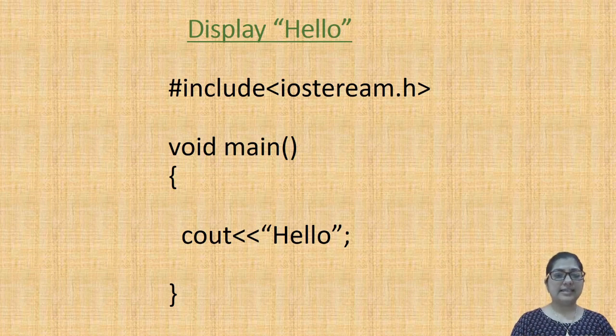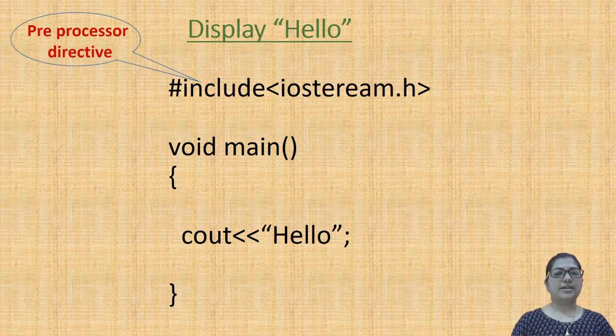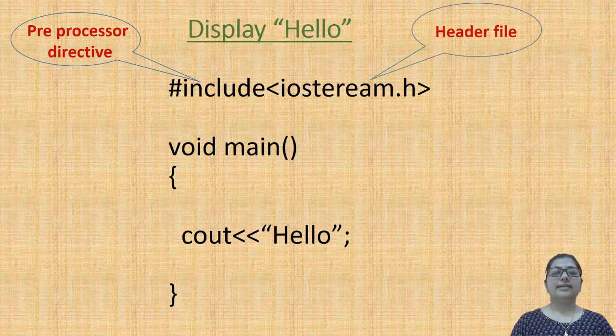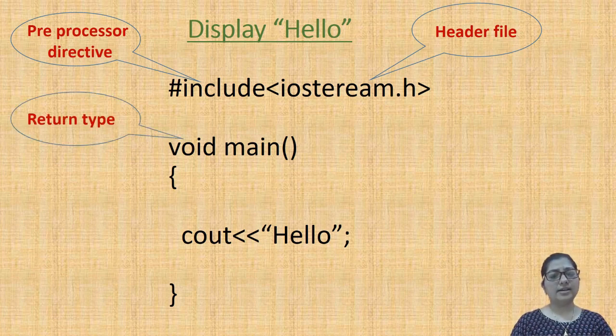Now we will see the meaning of each and every word of the program. First, #include is known as preprocessor directive. Then iostream.h, that is input output stream, and .h means it's a header file. Here void is a return type.